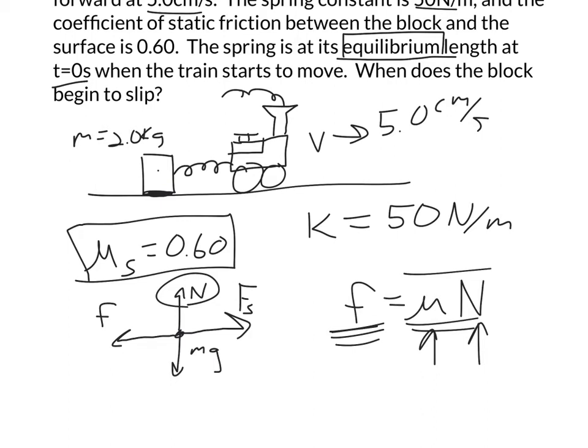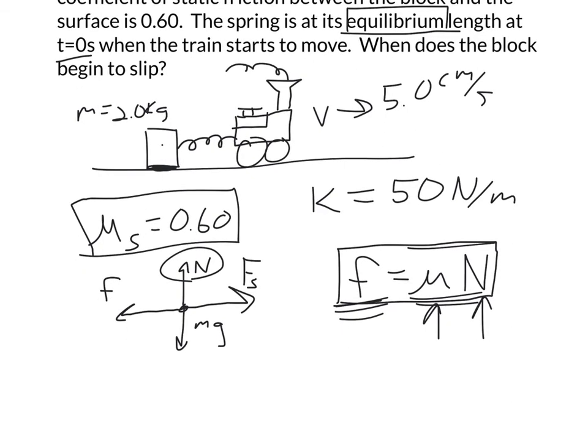So we're just gonna set that as our boundary condition. When force of friction equals mu normal, we have hit the point where the block is going to slip. The instant after that, it slips. All right.